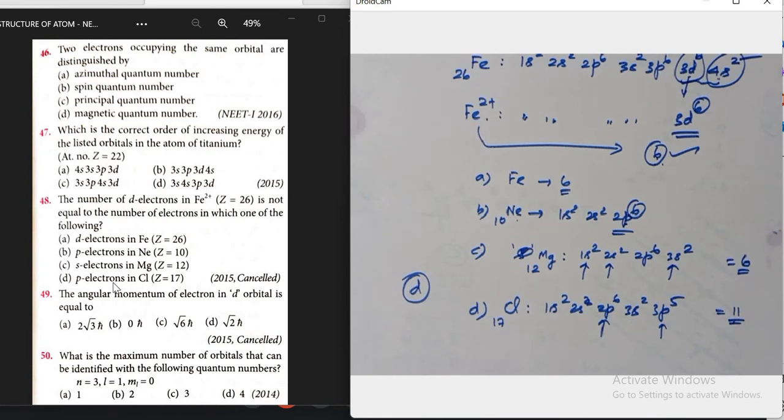They are simply asking for p electrons. They are not specifying whether it is 2p or 3p. So in this case, you have to count all the p electrons. Similarly here, all the s electrons.